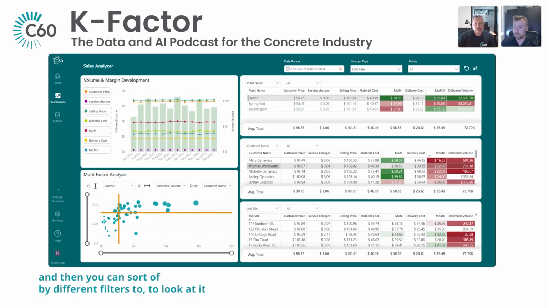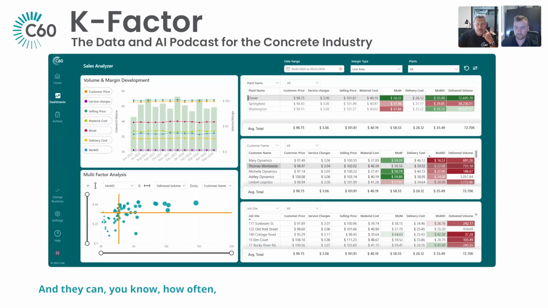And then you can sort it by different filters too, to look at it by project, by market segment, by grade of concrete. So you can really see where some of the improvements to your revenue come from, where it's generated, and the inverse of that as well, where some of the other projects or customers you may need to be a little bit more focused on to improve those margins.